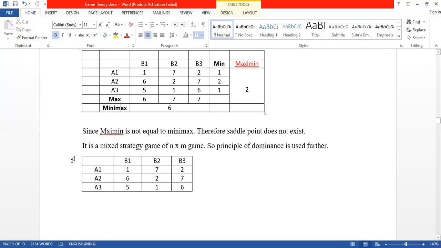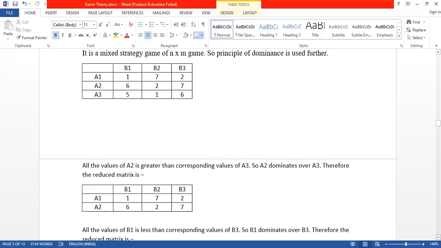So we have written the payoff matrix here. Now, let us try to compare. Let me choose the A1 row and compare with the A2 row, right? See, 1 is less than 6, 7 is greater than 2, right? So we did not find any such relationship that all the values are either greater or equal. So we are leaving this comparison. Coming to A1 and A3, 1 is less than 5, 7 is greater than 1. Again, there are two different relations. So let me come to A2 now.